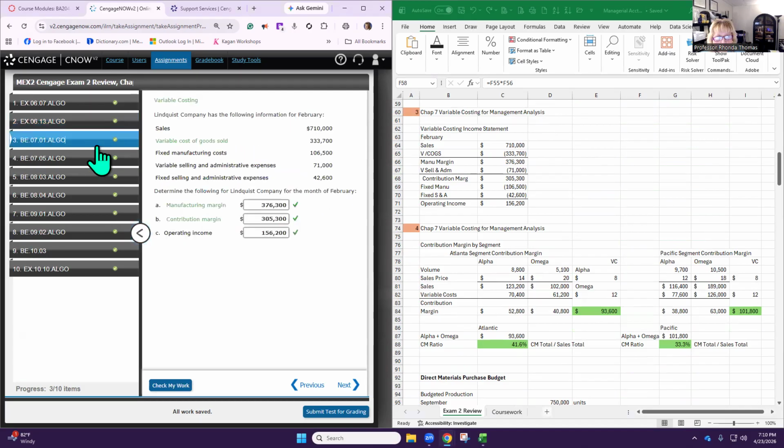Okay, number 3. So this is called variable costing. If you look up a variable costing income statement, this is for the month of February, you'll see that it is sales minus variable cost of goods sold. You get a subtotal called manufacturing margin. Okay, so I am going to put an asterisk for when that is a subtotal.